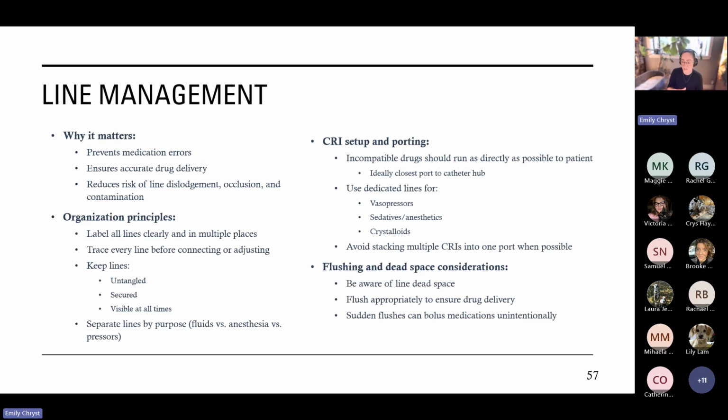There are a lot of right ways to do this, but we need to be really conscious of how we are porting in our lines and not just popping things into the closest port on our crystalloid line. Because as that crystalloid rate changes, or as we decide to bolus them, that's going to change the rate at which all of those other drugs are administered. And again, those little things can make a really big difference in this patient.